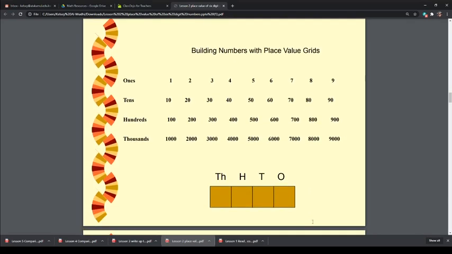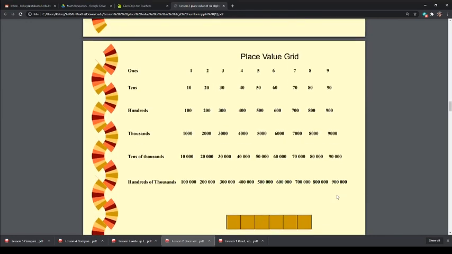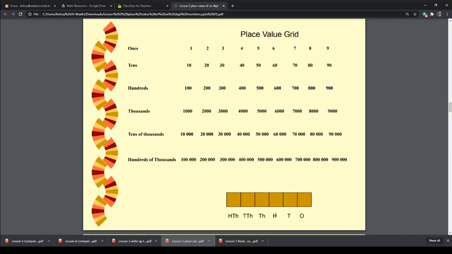Building number grids with place value grids. Again, here you have ones, tens, hundreds, and thousands. You can make the grid as large or small as you'd like. Ones, tens, hundreds, thousands, 10,000s, 100,000s, and you can even go larger into the millions.